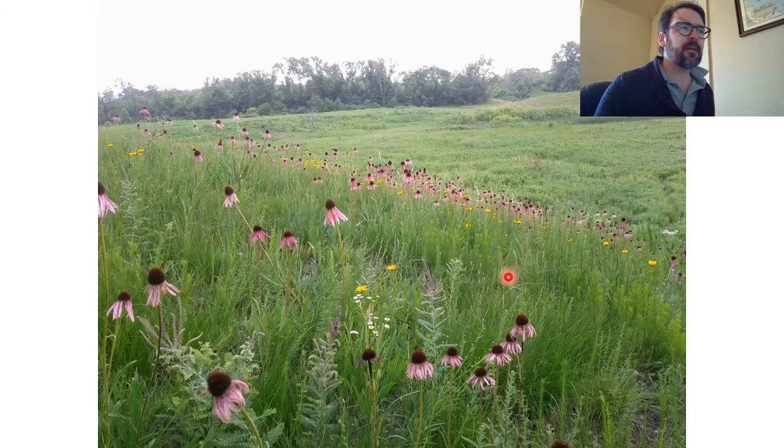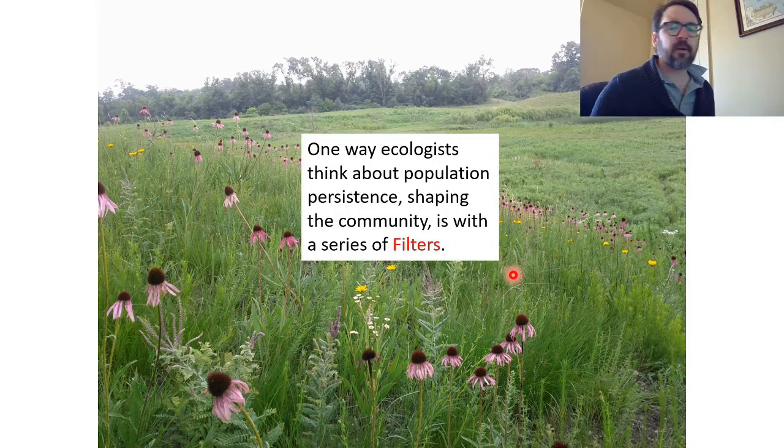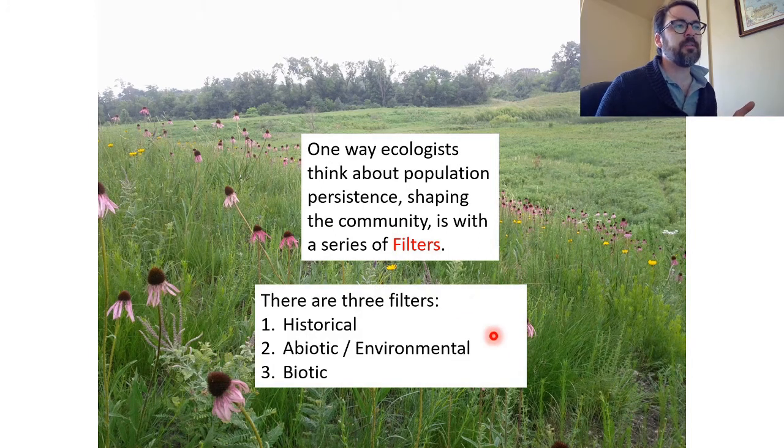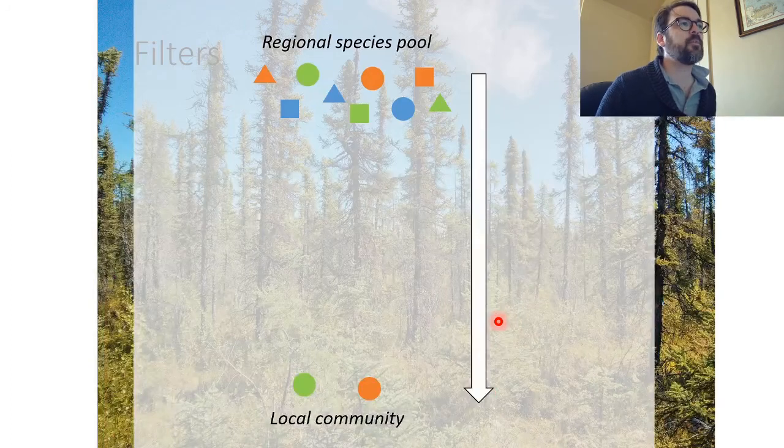Okay, so how do we go from nothing to something in a community? One way ecologists think about population persistence, which ultimately shapes the community if we think that the community has an open structure, is through a series of filters. There are three filters that we can think about: historical, abiotic or environmental, and biotic.